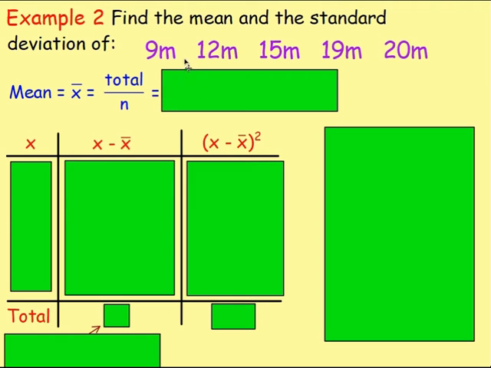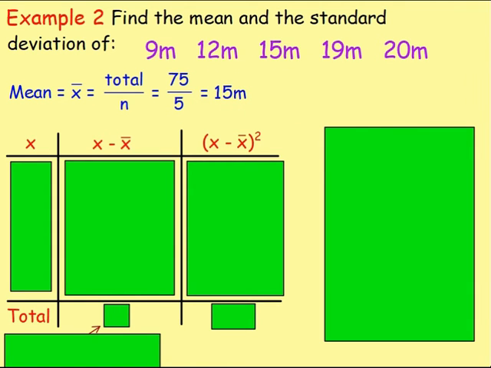So to work out the mean, get the total. 9 add 12, add 15, add 19, add 20. Divide that by how many numbers you have. 1, 2, 3, 4, 5. So 75 divided by 5 is 15. So there would be a mean of 15 meters.